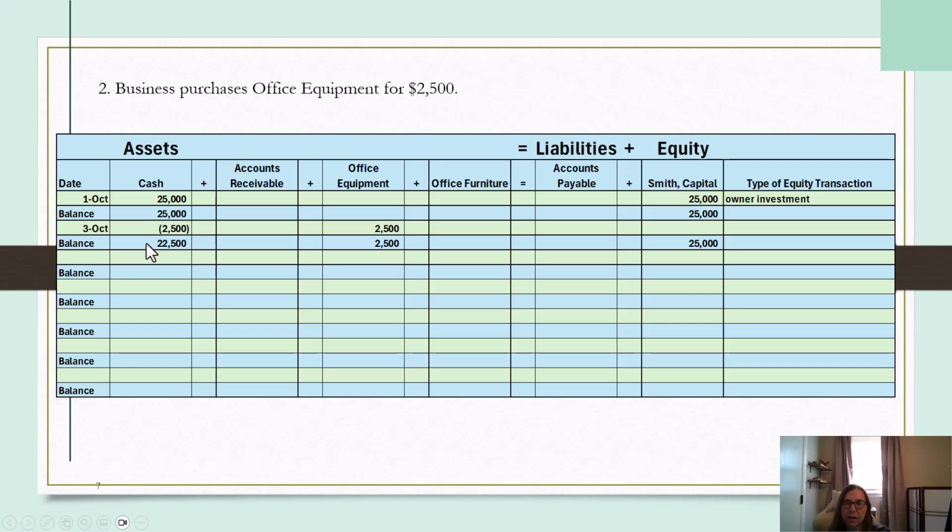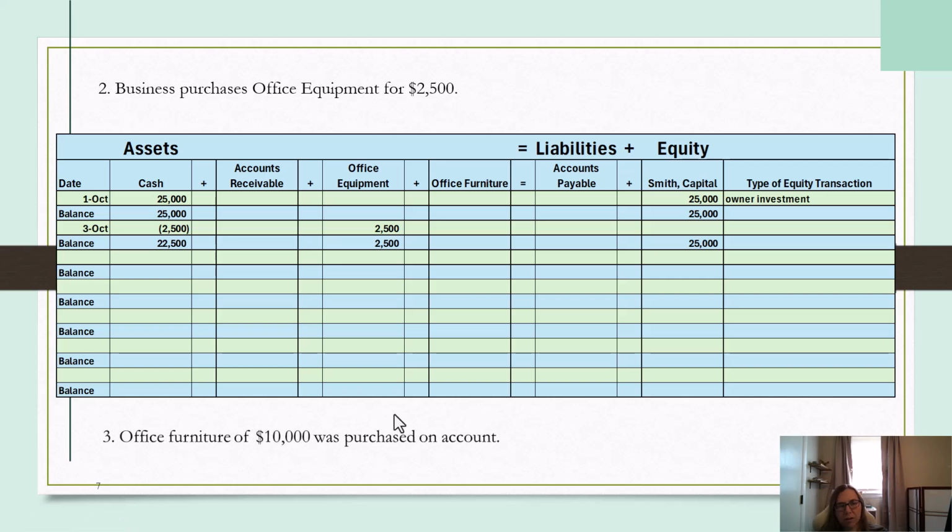So if you were to look at the total accounting equation right now, you still have $25,000 on the left if you add these two numbers up, and you still have $25,000 on the right. So all you did was subtract from one asset and add to a different asset. Okay, let's look at the next example.